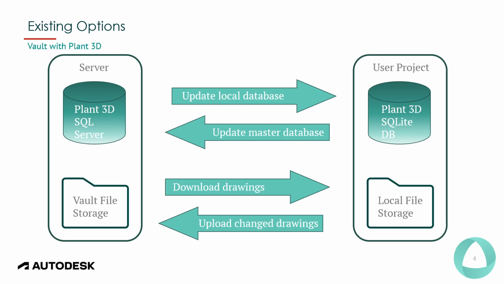Here you will see a diagram of a typical setup and workflow for Vault and Plant3D. The setup requires a server that is running SQL and two databases. So Vault and Plant3D require their own database. Depending on your setup, you can have two servers, one server for the Plant database and one for the Vault database. And users will have a local workspace for working on their projects.